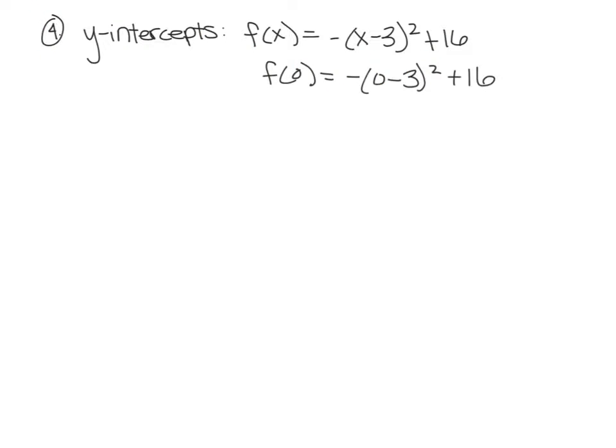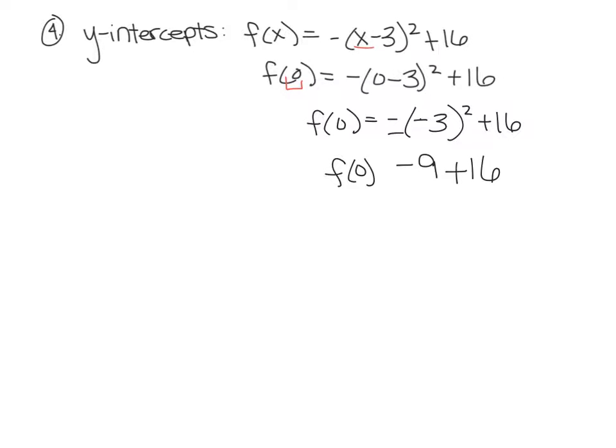Now we'll find the y-intercept, and the y-intercept is found by substituting a 0 in for x in the original problem. So if I simplify this, I have f of 0 equals -(-3) squared plus 16. (-3) squared is +9. Then apply the negative sign on the outside of parentheses. So we have f of 0 equals -9 plus 16, and f of 0 is +7. So our y-intercept is (0, 7).